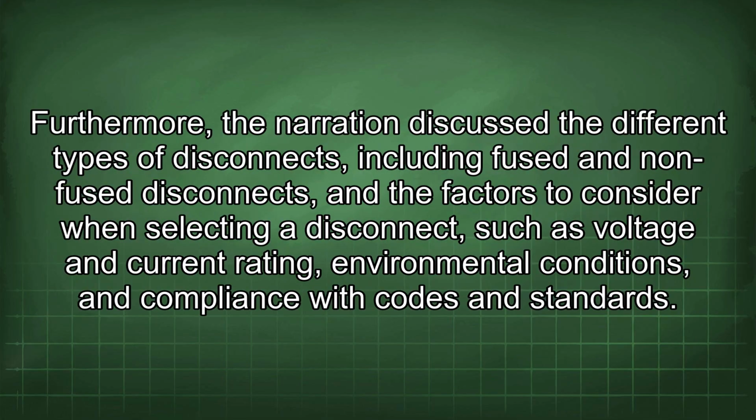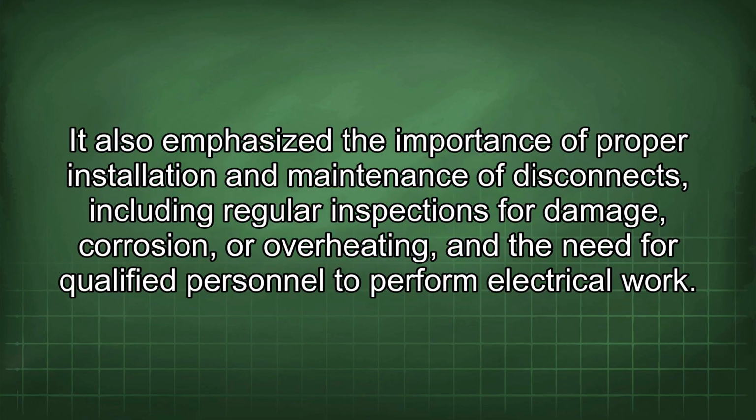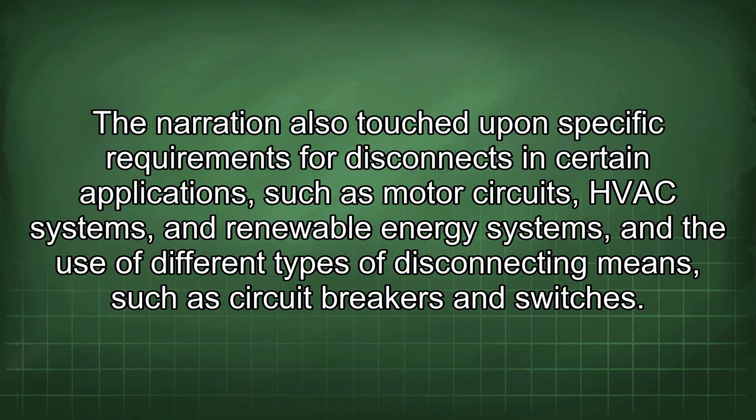Furthermore, the narration discussed the different types of disconnects, including fused and non-fused disconnects, and the factors to consider when selecting a disconnect, such as voltage and current rating, environmental conditions, and compliance with codes and standards. It also emphasized the importance of proper installation and maintenance of disconnects, including regular inspections for damage, corrosion, or overheating, and the need for qualified personnel to perform electrical work. The narration also touched upon specific requirements for disconnects in certain applications such as motor circuits, 8-track systems, and renewable energy systems, and the use of different types of disconnecting means such as circuit breakers and switches.